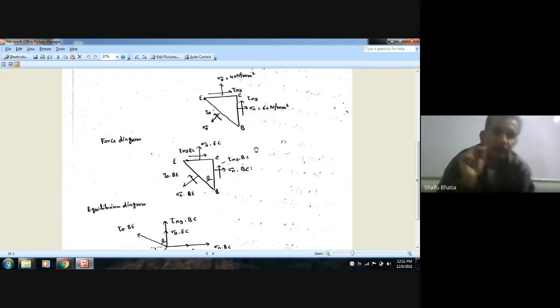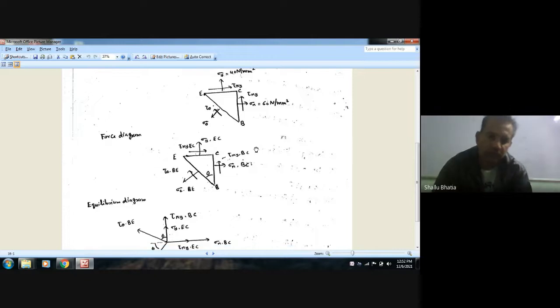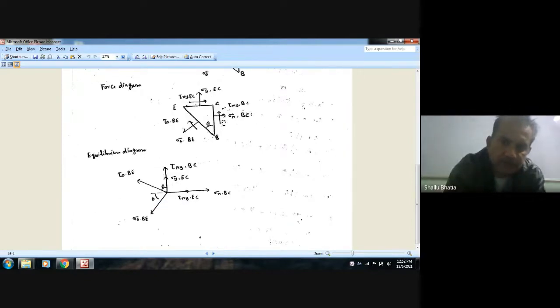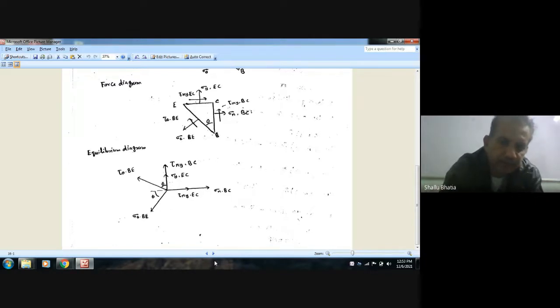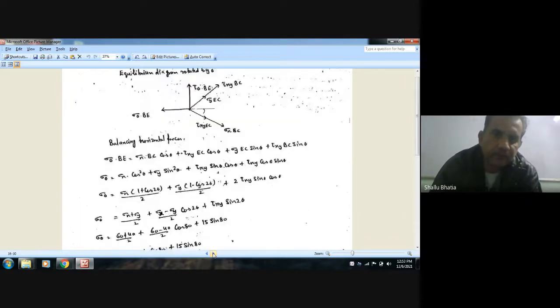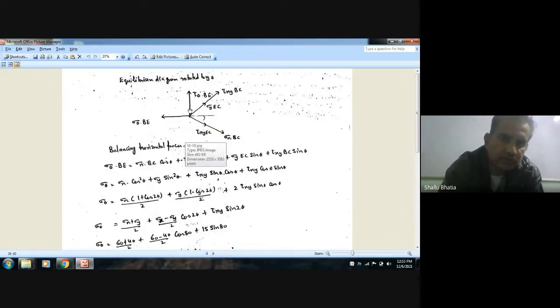Assume the width of the block is different. Now the equilibrium diagram is this: sigma x is acting in this direction, this tau xy is in this direction. Similarly, sigma y and tau xy are acting in the vertical direction, and this is acting at an angle theta. Now rotate the diagram, make them vertical and horizontal. Make tau theta and sigma theta vertical and horizontal. So this is vertical, this is horizontal.